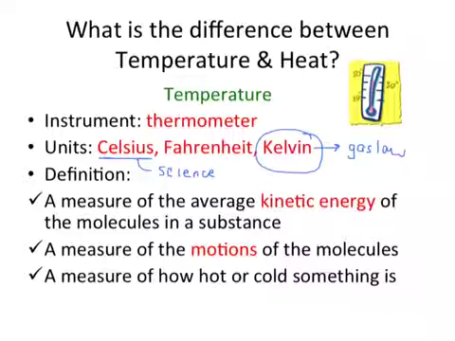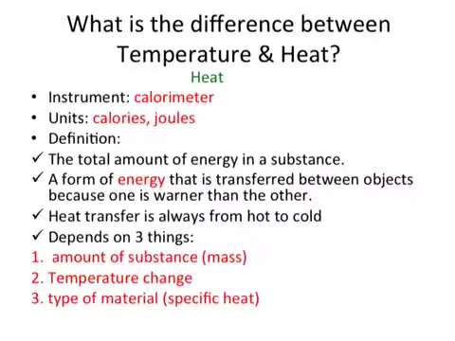Temperature is basically a measure of the average kinetic energy of the molecules in a substance. So the hotter a substance is, the more kinetic energy that substance has. So temperature is a measure of the motions of the molecules, or how hot or cold something is. On the other hand, heat is measured with an instrument called the calorimeter, and heat has the units of calories or joules. Heat is the total amount of energy in a substance, and it is a form of energy that is transferred between objects of different temperatures.